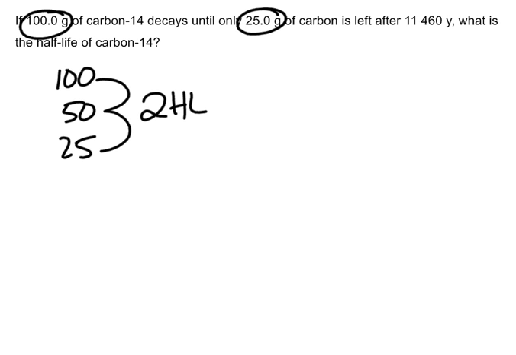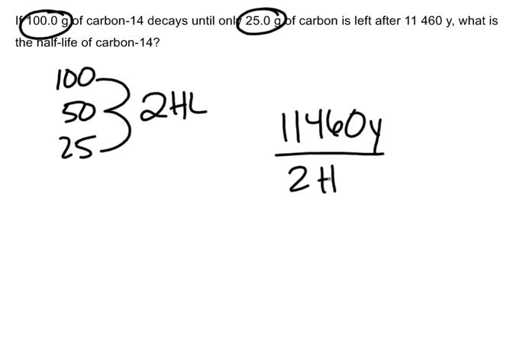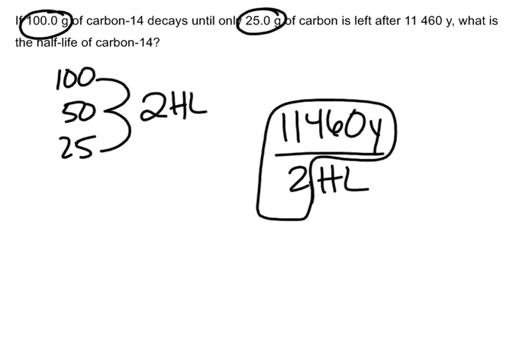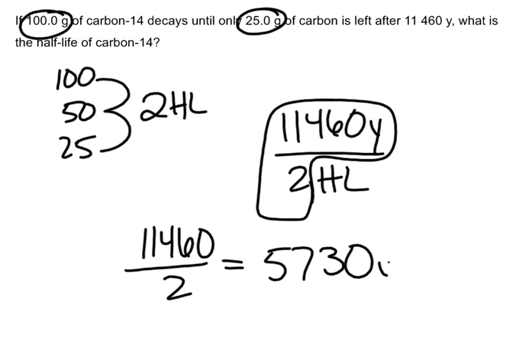Those two half-lives took 11,460 years to occur. If I want to know how long each half-life is, I divide 11,460 by 2, and that gives me the number of years per half-life, which is 5,730 years per half-life. You can use the per half-life unit, or you can just say years. Usually it's just years, because if they're asking for a half-life, it's usually a unit of time.